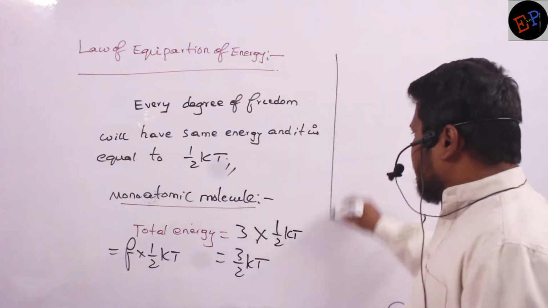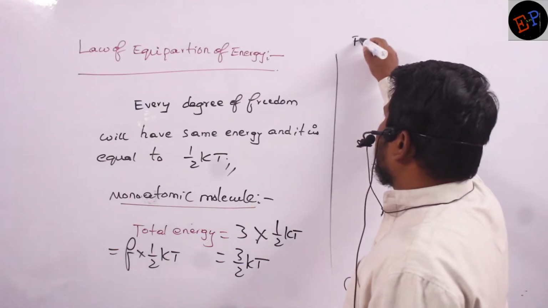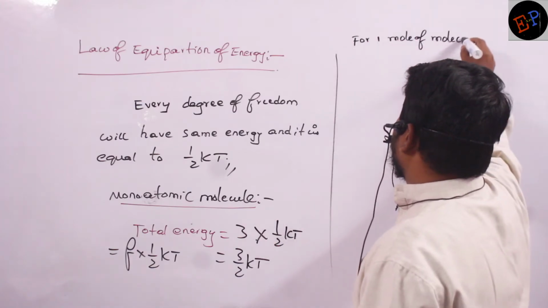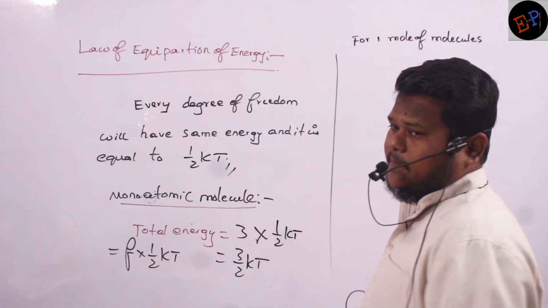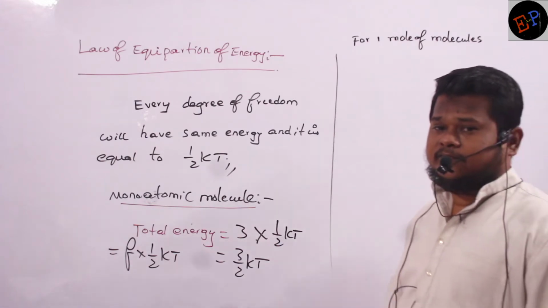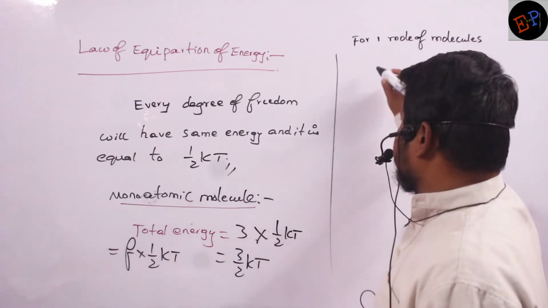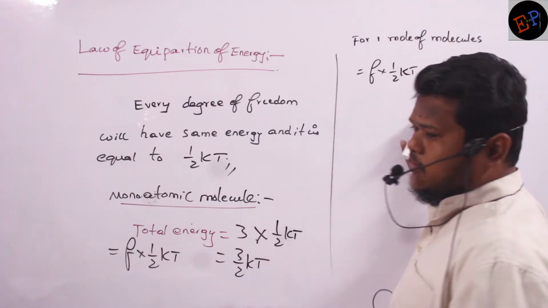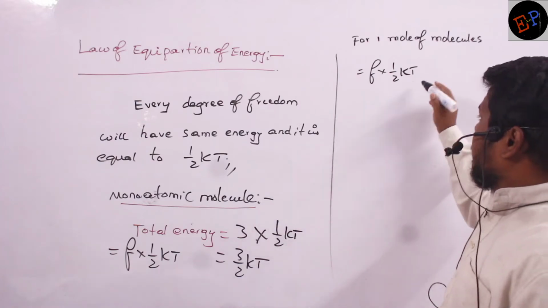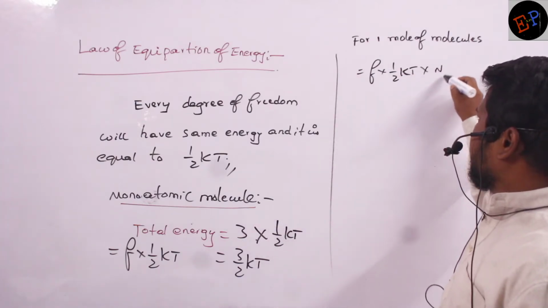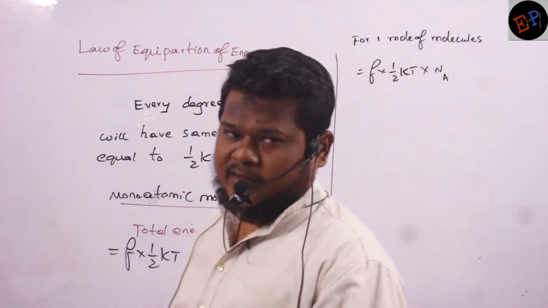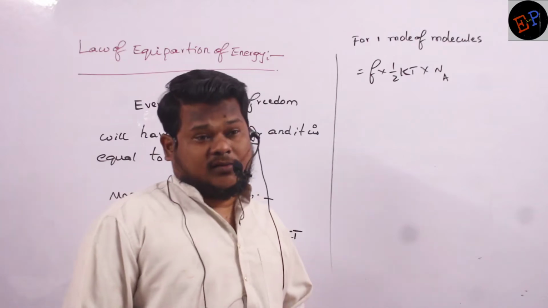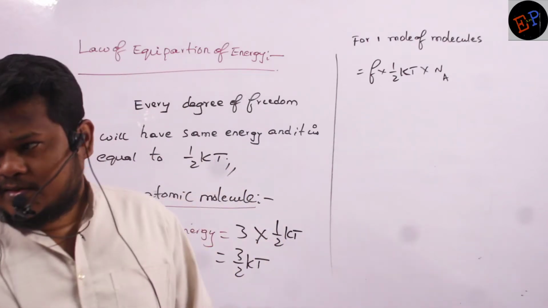Clear now? Similarly, if I write for 1 mole of molecules, 1 mole of monoatomic molecules, then how do I have to write? Into Avogadro number, that's it. So I will write F multiplied by half kT. This is the energy possessed by each molecule, a single molecule. Now 1 mole means I have to multiply with how many molecules? Na, Avogadro number of molecules. And k into Na is R. Already we studied, k into Na is called R.